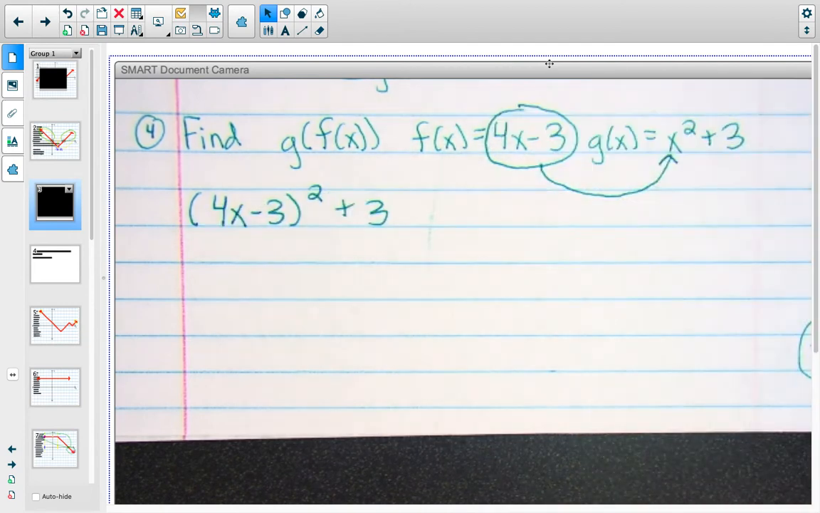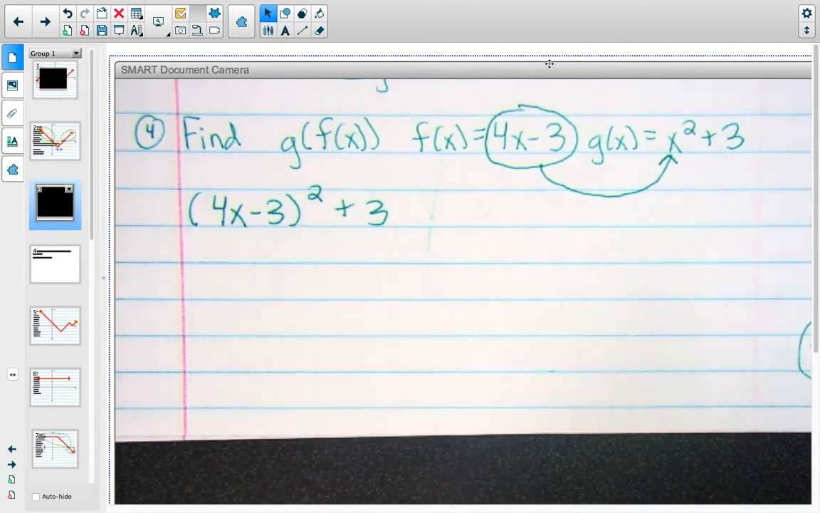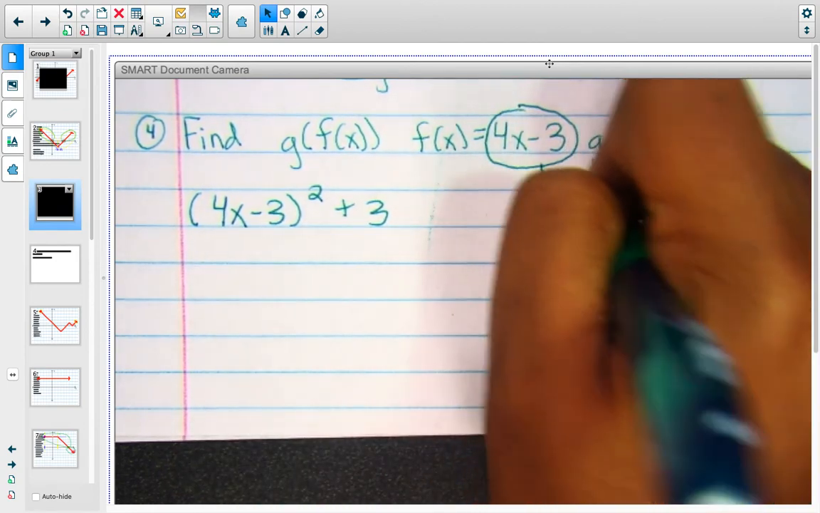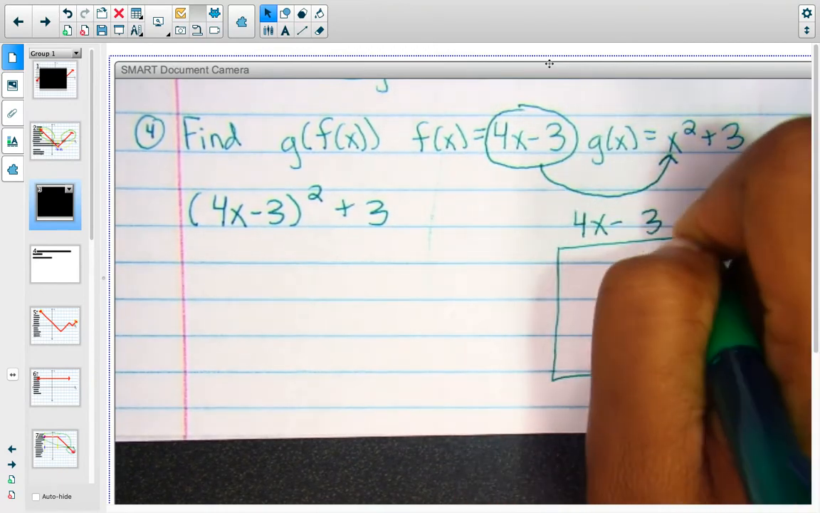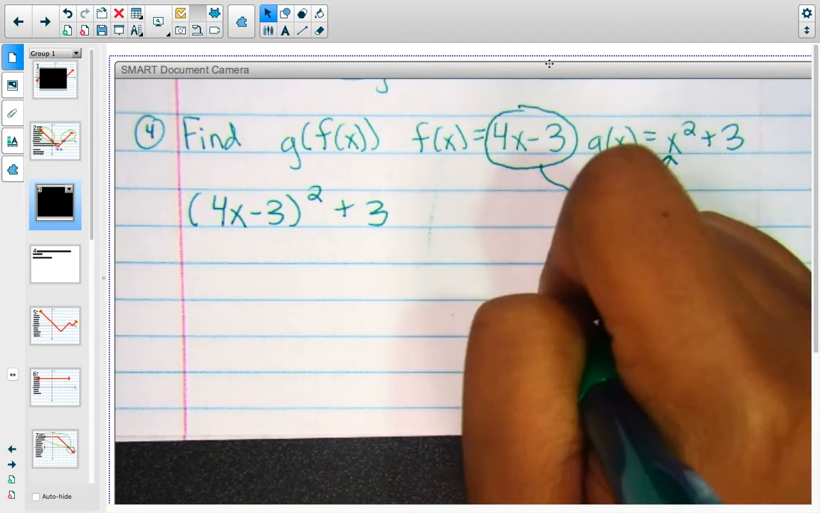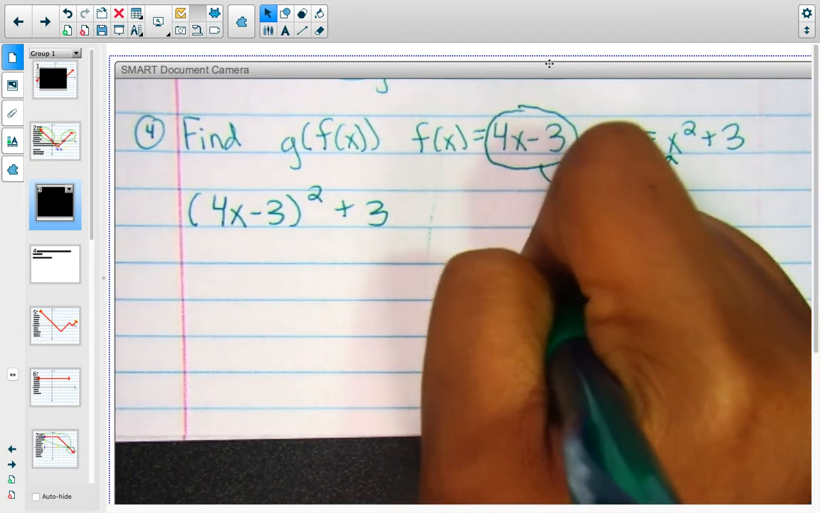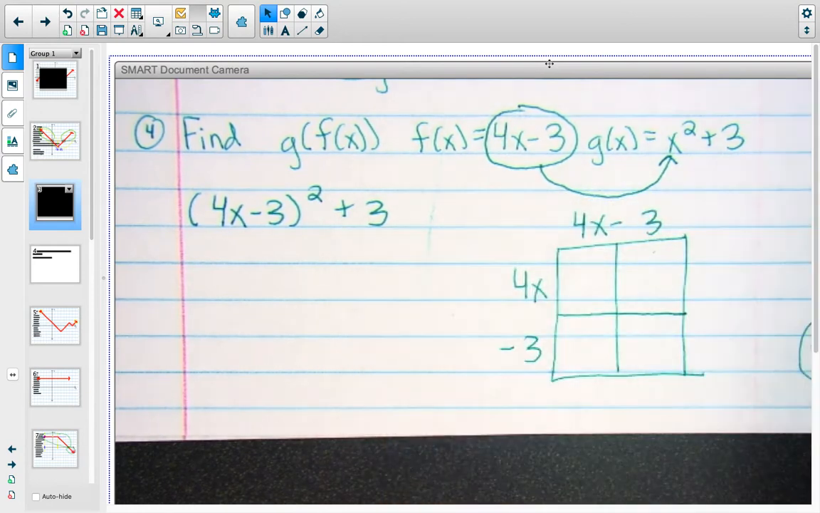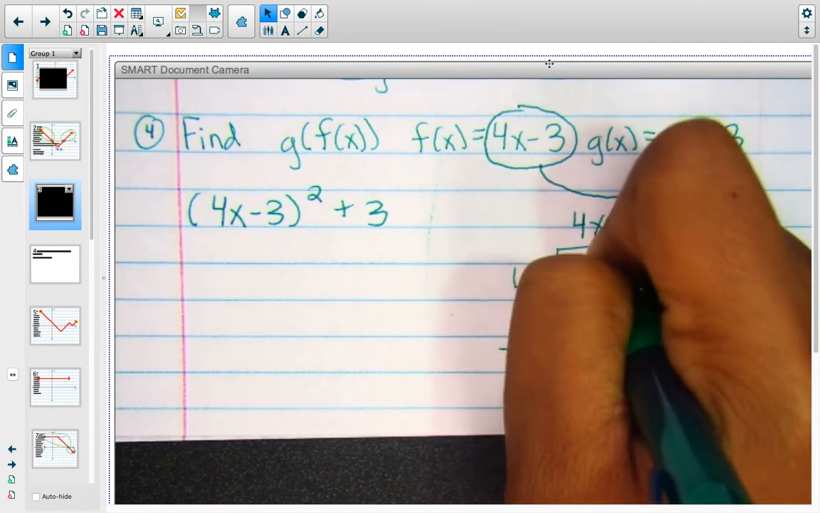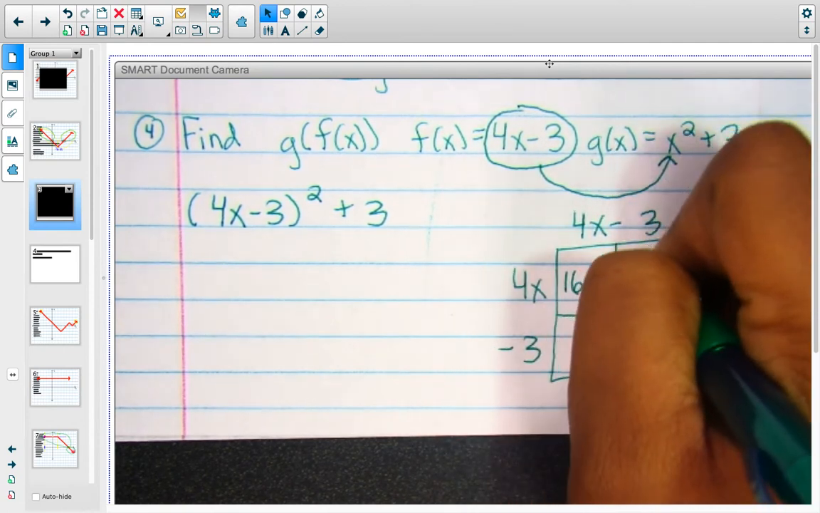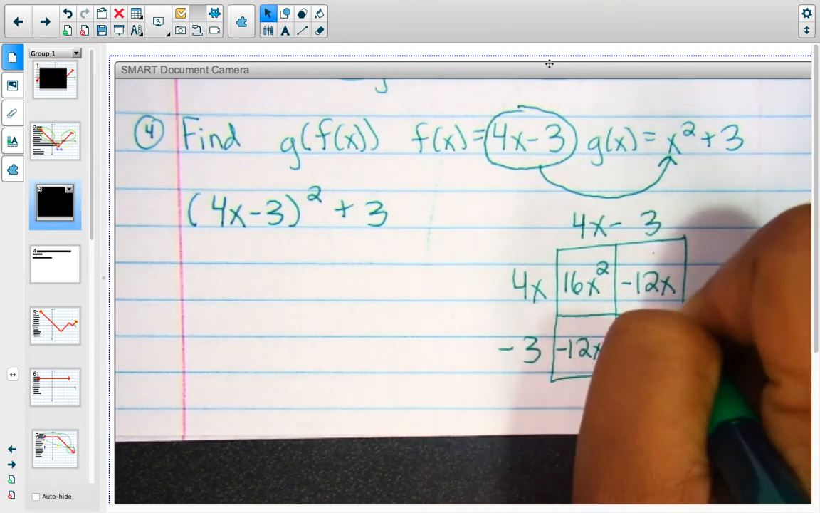We're going to have to go through and do box method, FOIL method, some sort of way to multiply this out. So I'm going to do that off to the side, box method like we reviewed a few days ago. If you don't like doing box method, you're more than welcome to do the distributive property. So 4x minus 3 times 4x minus 3. This is going to give me 16x squared minus 12x minus 12x plus 9.